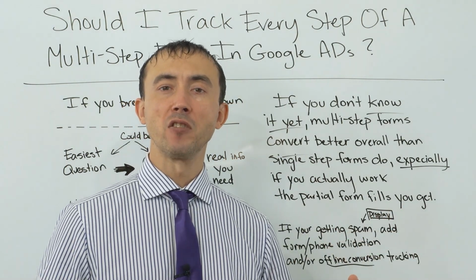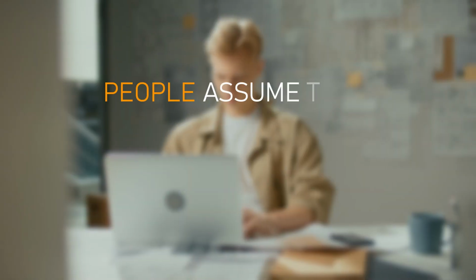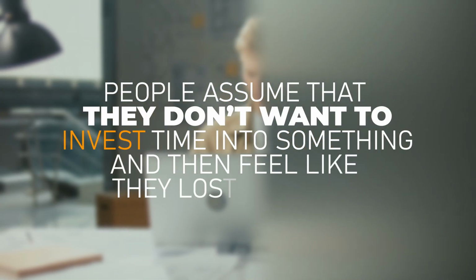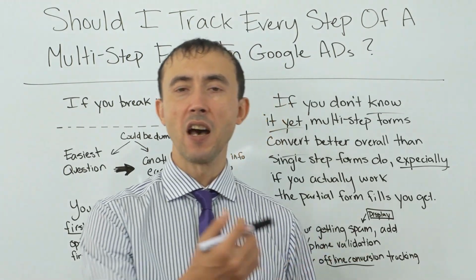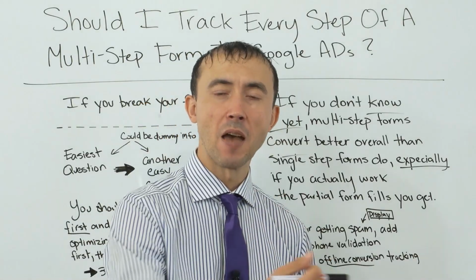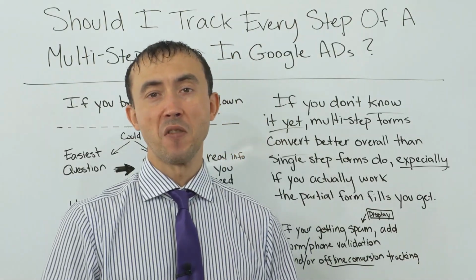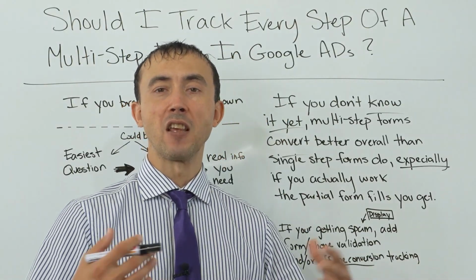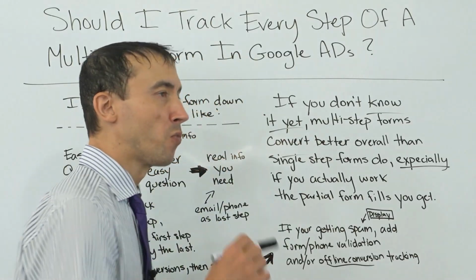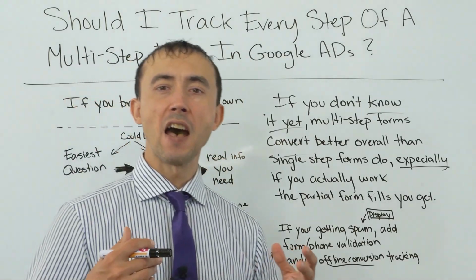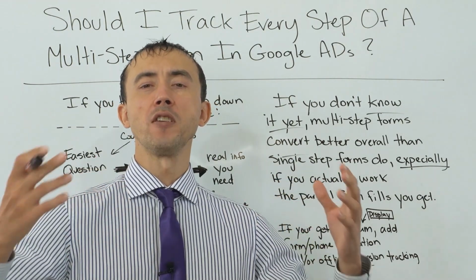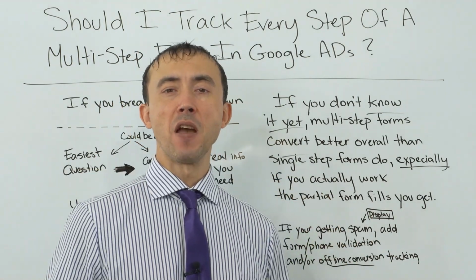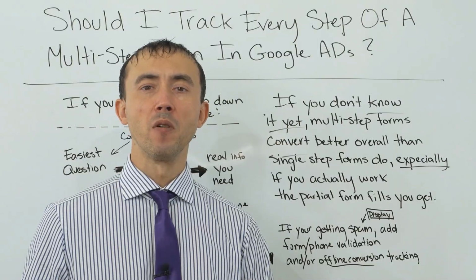And then there's something called the sunk cost fallacy, where people don't want to invest time into something and then feel like they lost that time, so they'd be more determined to complete the process because they don't want to feel like they wasted the time that they spent so far. Versus if they didn't invest any time, it's easier for them to abandon it. So you want to really think about multi-step forms. If you're asking for more than 2 or 3 pieces of information, you will almost always make more money asking for that information in a multi-step form process.